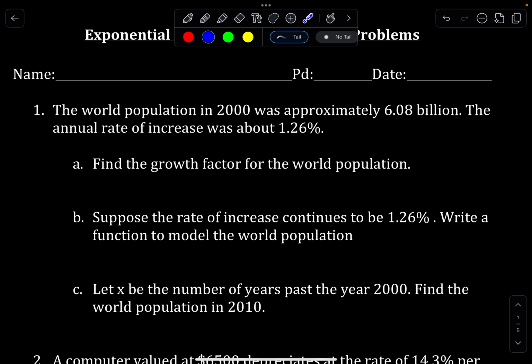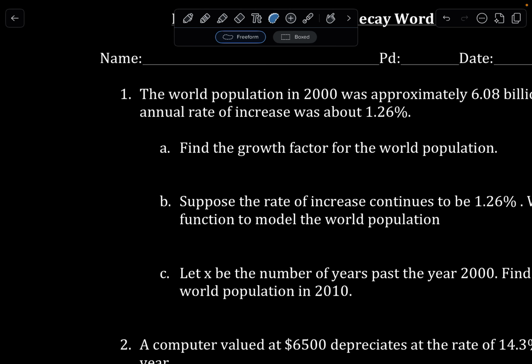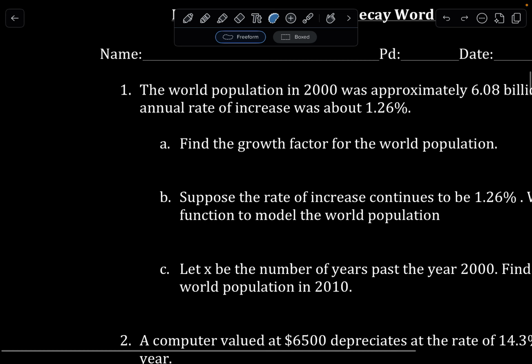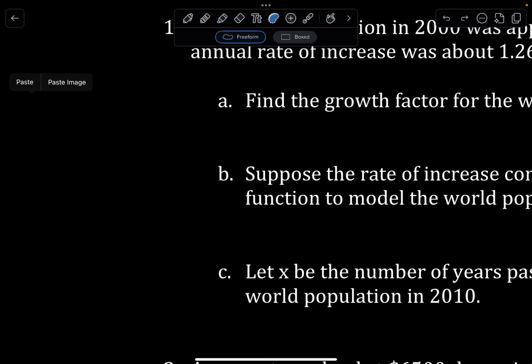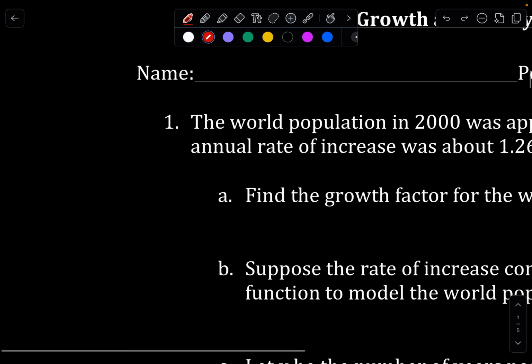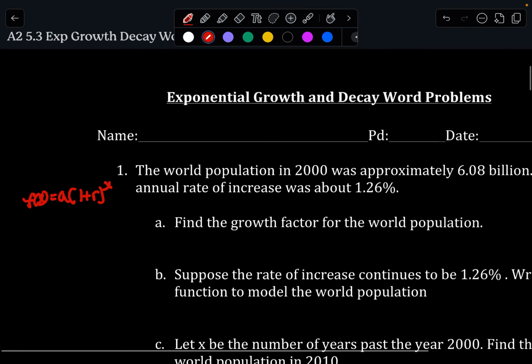So on the first one, it says the word problem. Remember, this is all based on the fact that f of x equals a times 1 plus r to the x. So, find the growth factor for the world population.